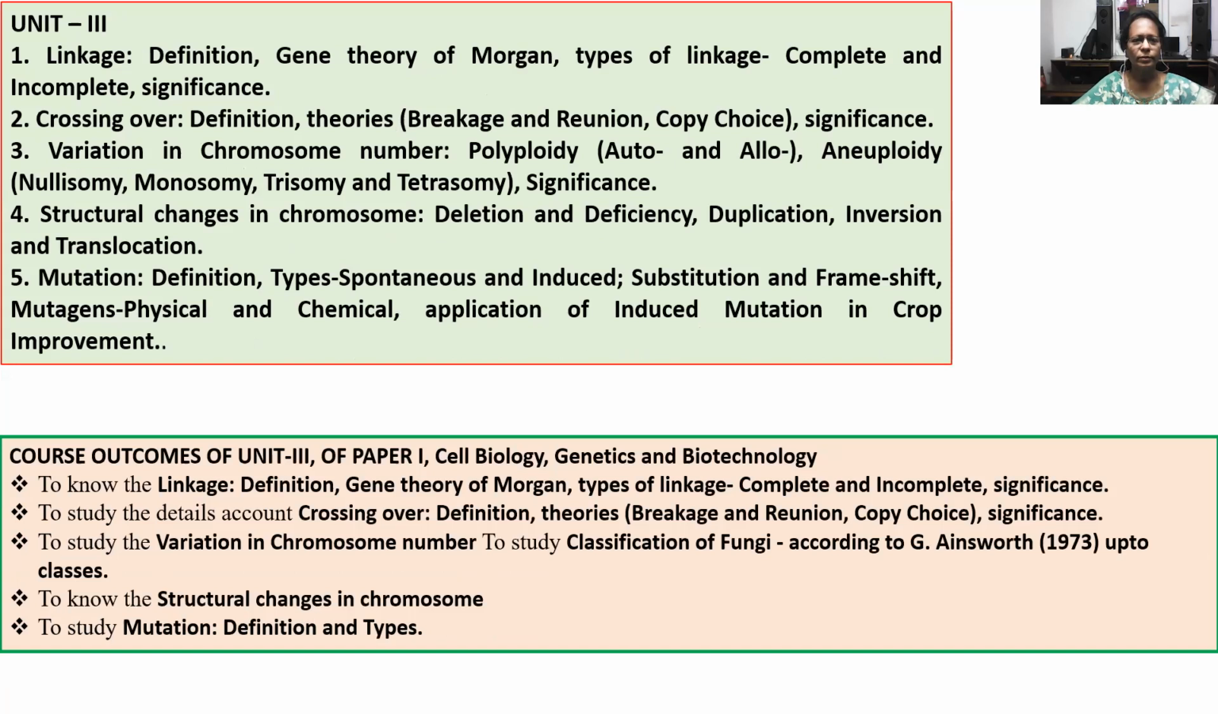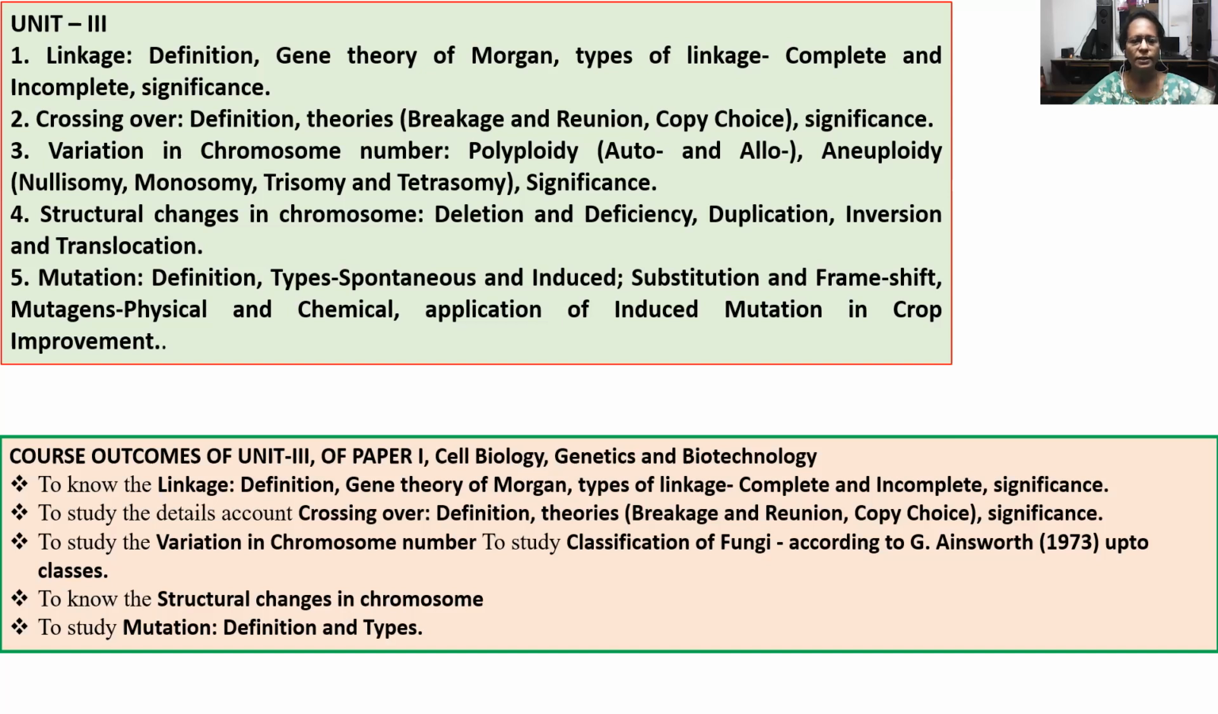In unit 3, there is a study of linkage, in which the definition, gene theory of Morgan, and types of linkage, that is complete and incomplete linkage, with its significance are included. In crossing over, there are the definition and theories, that is breakage and reunion and copy choice theory, with its significance. In variation in chromosome number, there is polyploidy, 2 types of polyploidy, that is autopolyploidy and allopolyploidy, as well as aneuploidy, which includes nullisomy, monosomy, trisomy, and tetrasomy with its significance.